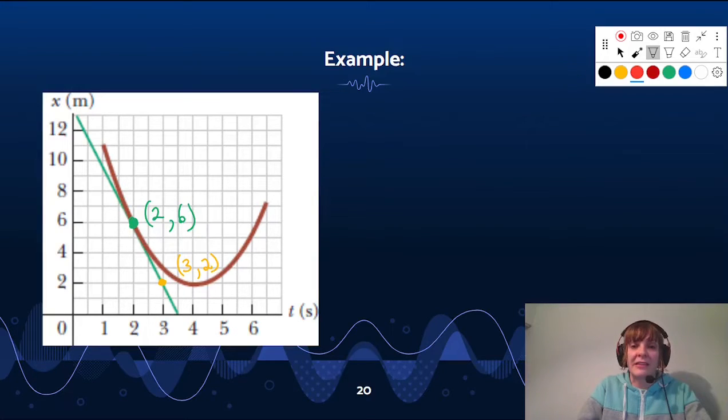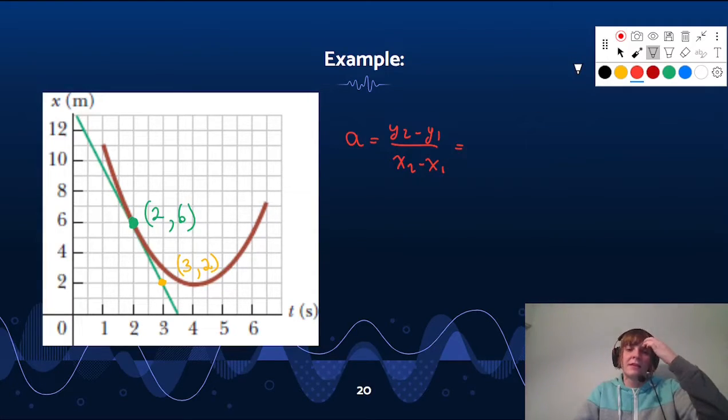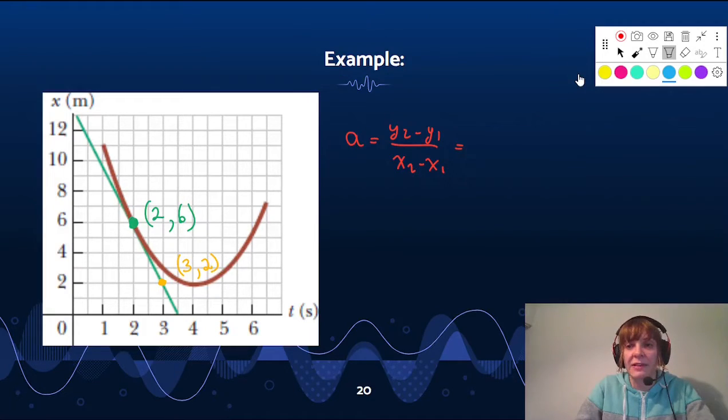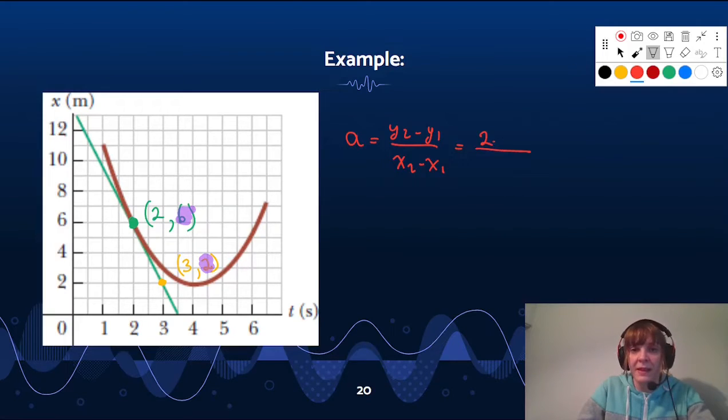Now let's go ahead and take a look at our formula. So our formula is equal to y2 minus y1 over x2 minus x1. So we want to identify our y's first. So I'm going to highlight those. And let's do this in purple, let's say. So here are my y's. And I'm going to now put them into my formula. So I take y2, which is 2, and I'm subtracting 6 from that.